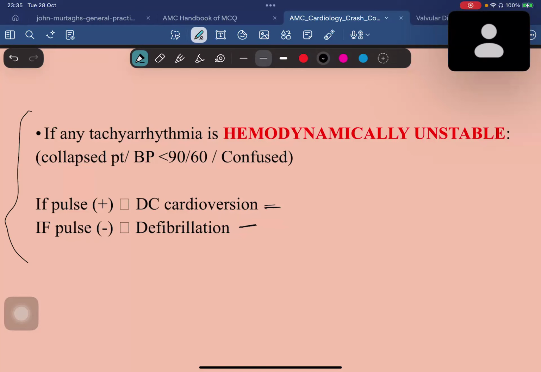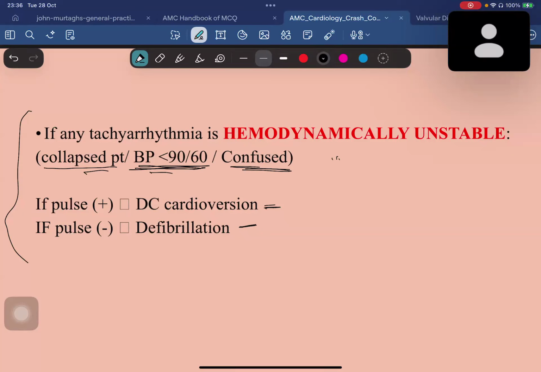So just remember, with any tachyarrhythmia, is the patient hemodynamically unstable? Don't expect the question to say a hemodynamically unstable patient is coming. No way. You should know these things. A collapsed patient, or a BP given as 90/60 or below, or the question would say a confused patient. If these things are there, you can call that patient hemodynamically unstable. That's how you would know.